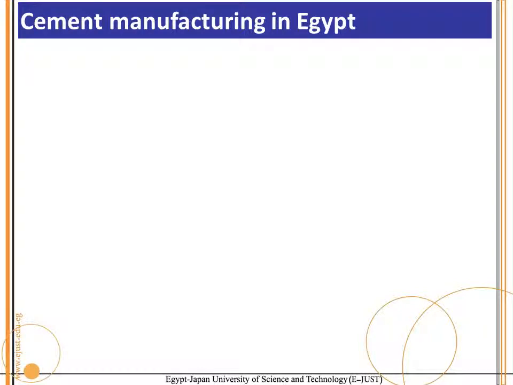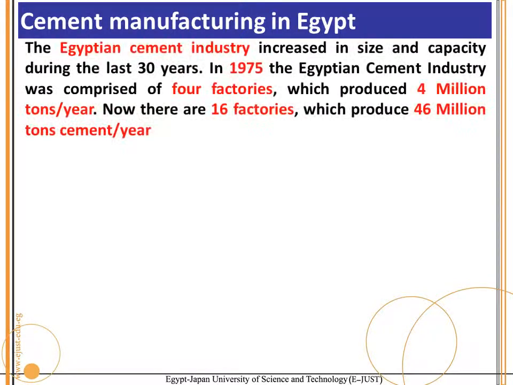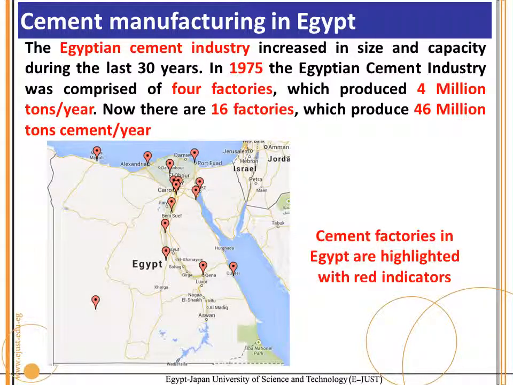The cement manufacturing in Egypt. The Egyptian cement industry increased in size and capacity during the last 30 years. In 1975, the Egyptian cement industry comprised four factories, but nowadays there are 16 factories which produce 46 million tons of cement per year. This figure shows the cement factories in Egypt highlighted with red indicators. Our case study is in Upper Egypt in Aswad.